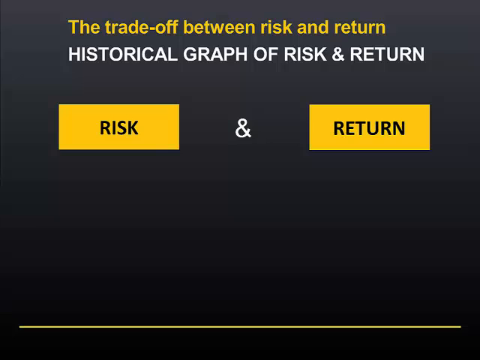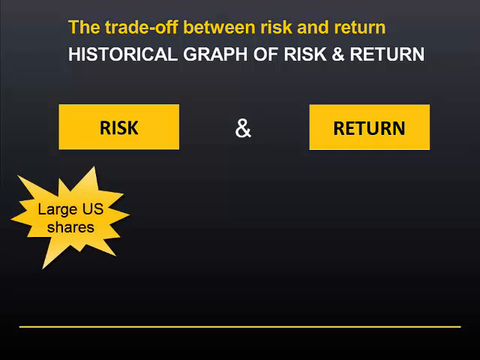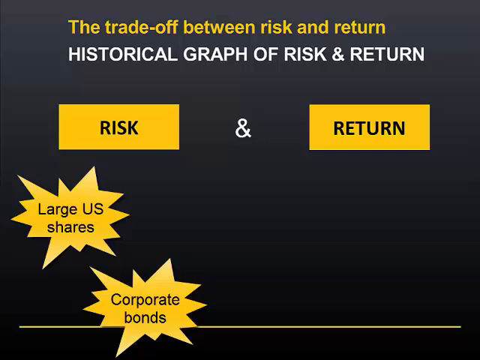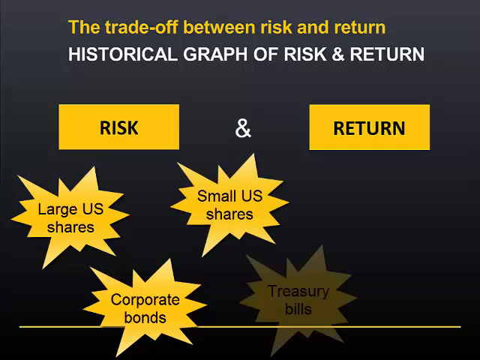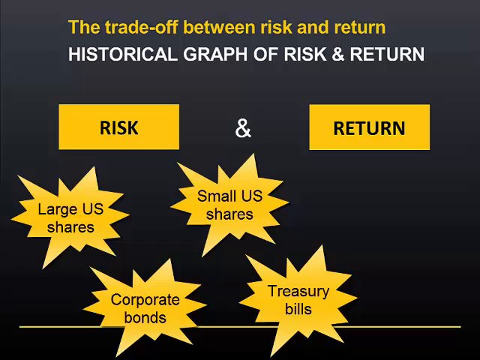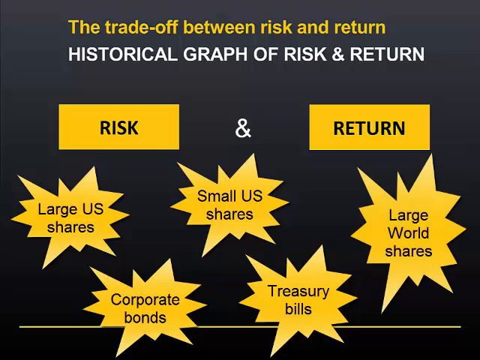We're going to look at the historical relationship between risk and return for 5 different portfolios of investments: large US shares, corporate bonds, small US shares, treasury bills, which are short-term securities issued by the US Treasury. In Australia we call them treasury notes. And large world shares, which means large shares from around the world.